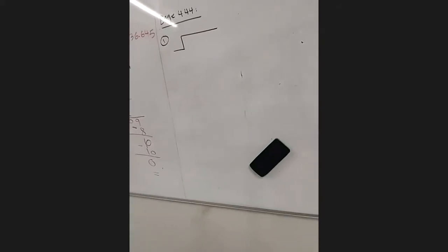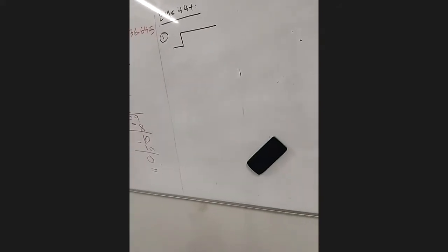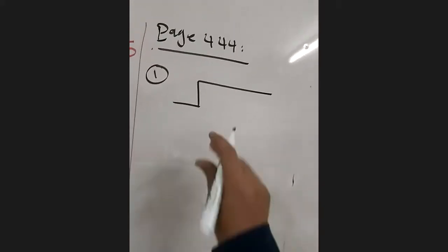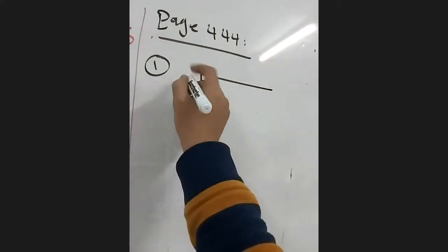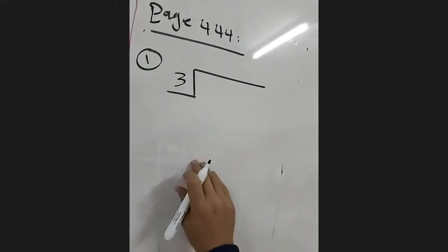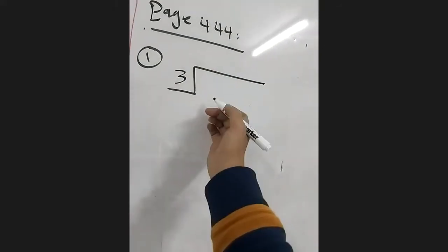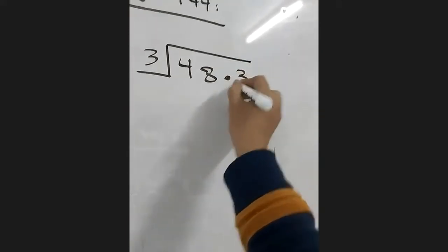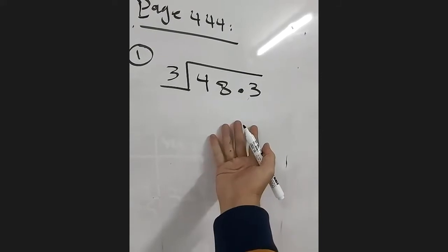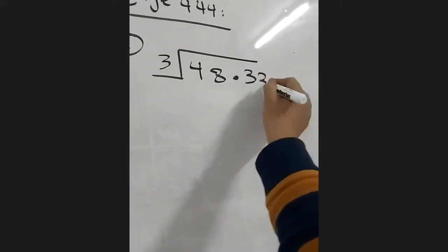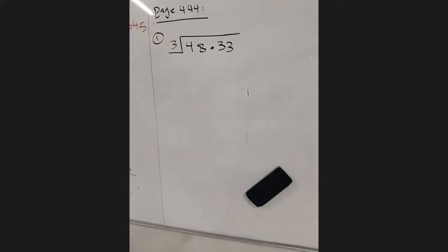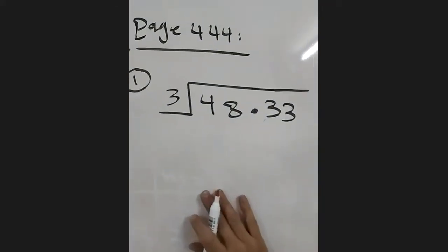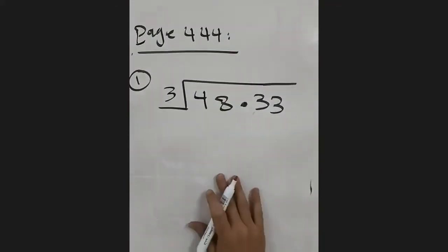No, Mister. This number divided by 3. What's this number? 48 decimal 33. Decimal 3 like this? 33. 48 decimal 33 divided by 3. Muhammad, we'll do the same steps of division. Can you tell me what I will do here?